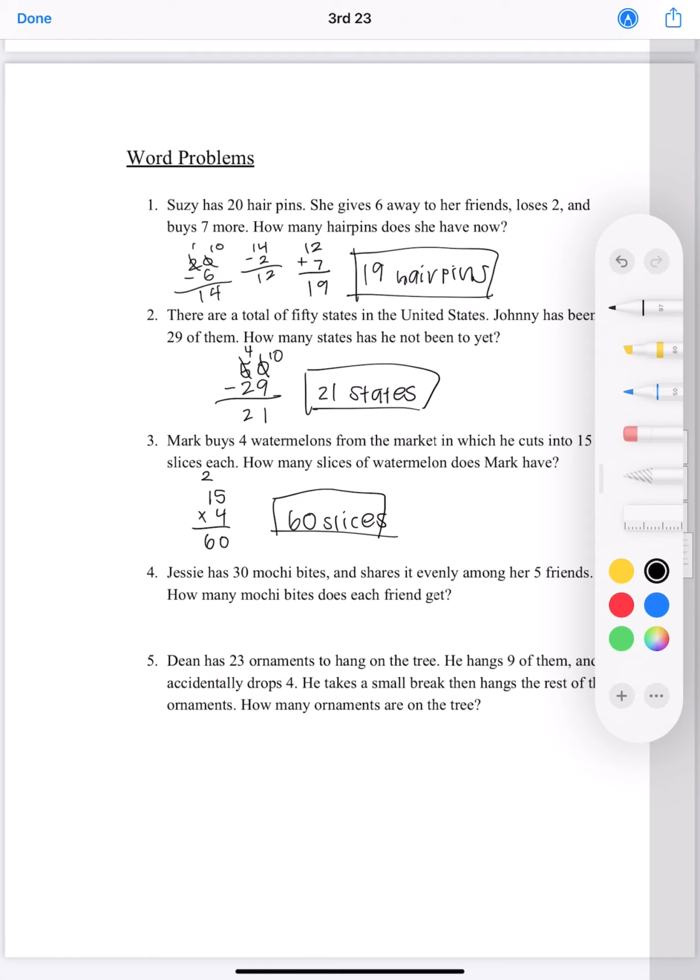Okay. Jessie has 30 mochi bites and shares evenly among her 5 friends. How many mochi bites does each friend get? So she has 30, and she shares it evenly among her 5 friends. So we do 30 divided by 5. You can write it like that, or you can write it like this. Doesn't really matter. How many times does 5 go into 3? It does not, so we skip that. And then we go on to how many times does 5 go into 30? We know that 5 goes into 30 6 times, which means that the answer is 6, and each friend gets 6 mochi bites.